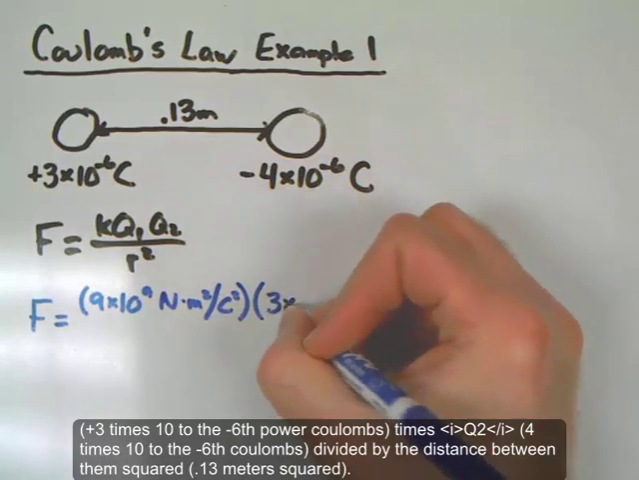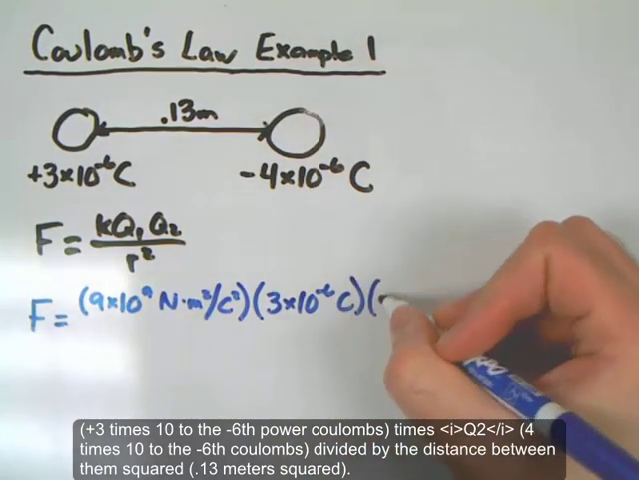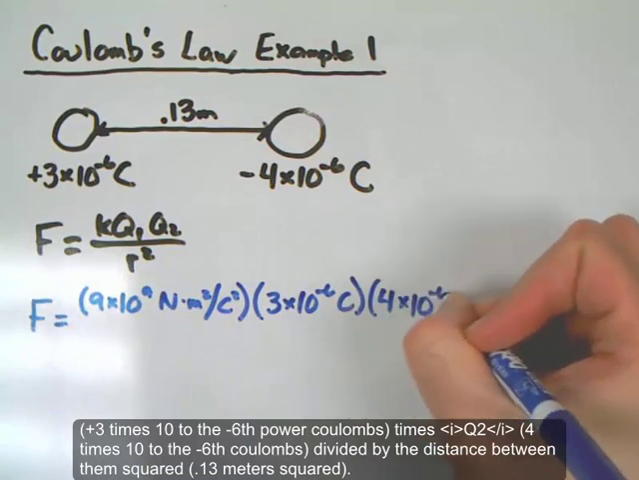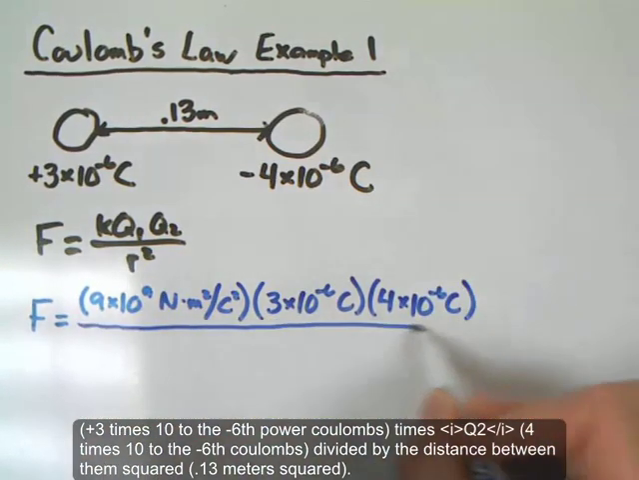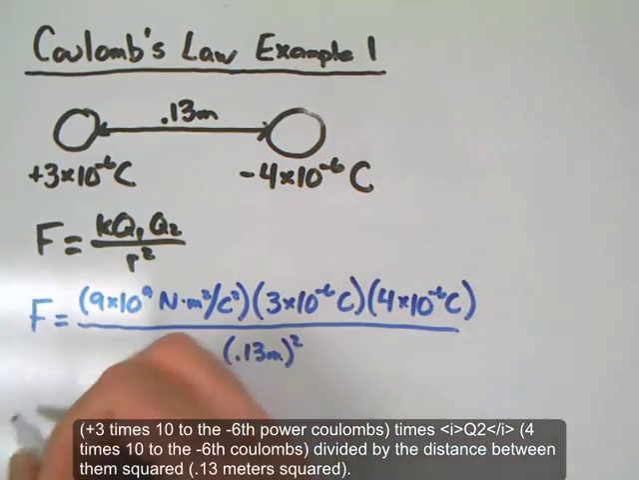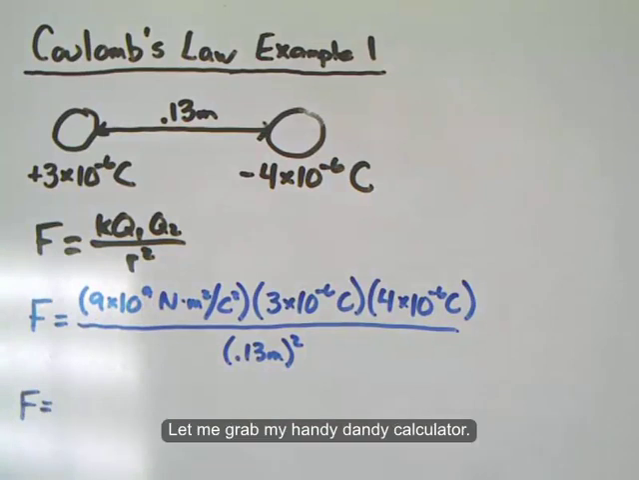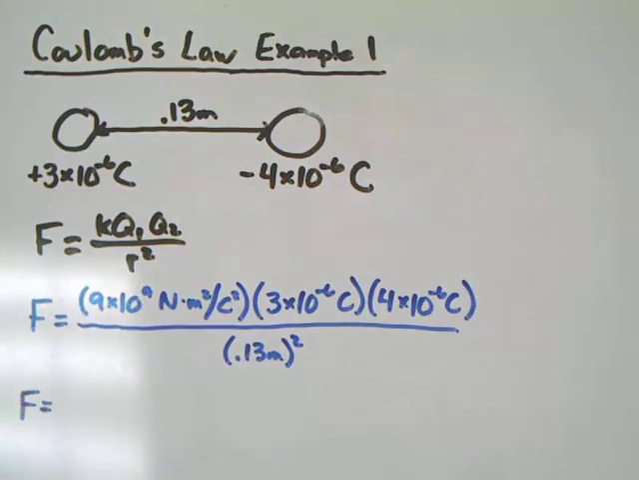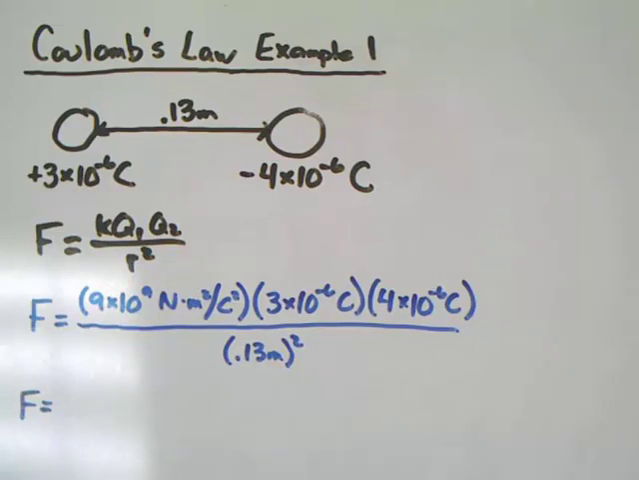Don't worry about the negatives that we have in there. So 3 times 10 to the negative 6 coulombs. I'm just going to use the one on the left. The one on the right is 4 times 10 to the negative 6 coulombs. Again, not worried about that negative. Divided by the distance between them squared, divided by 0.13 meters squared. When I figure this out, all I really have to do is evaluate that. So let me grab my handy dandy calculator, and let's figure out exactly what this is going to be.